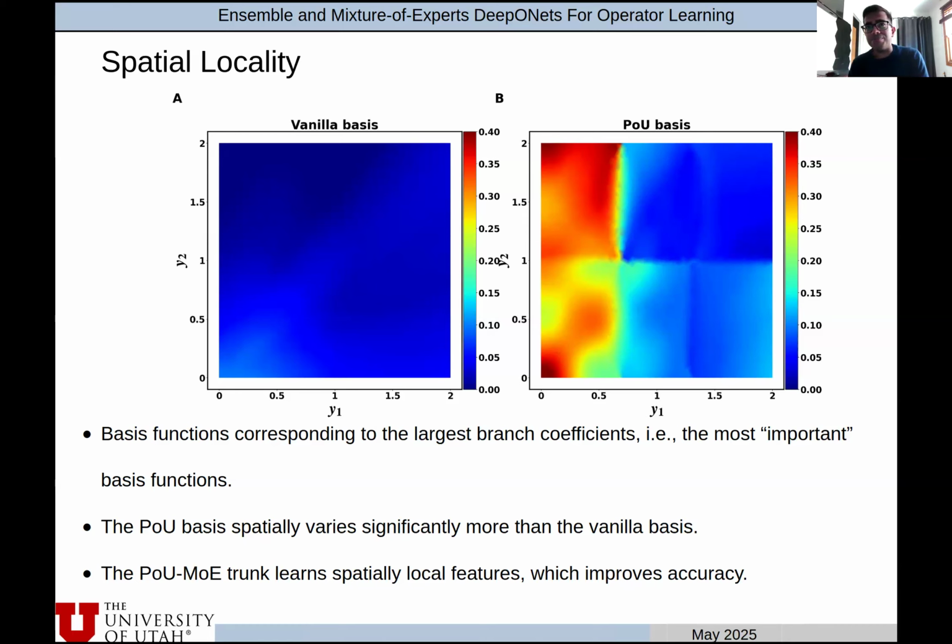Now, this is admittedly not strong evidence that this spatial variation is literally what results in better performance. But other than this, there are no other differences between the vanilla DeepONet and the POD-POU DeepONet, because the P+1 vanilla DeepONet, its basis functions obviously do not have this nice spatially varying structure.